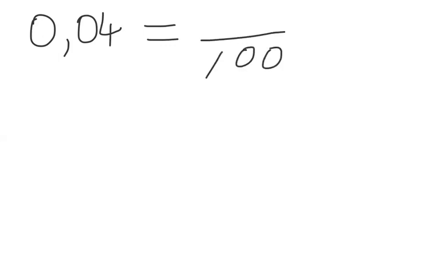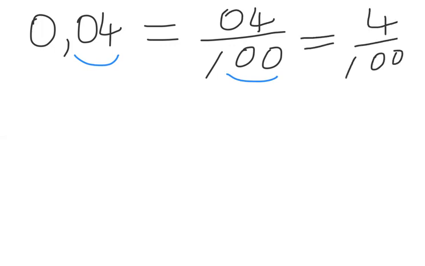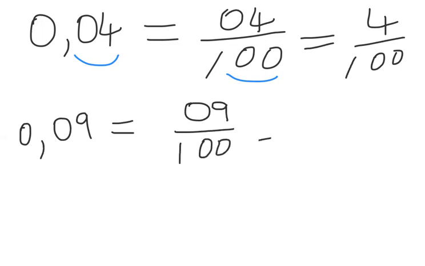Okay, let's do some more. If we have 0.04, that will be the 100 at the bottom because we have the 2 numbers over there. And on top, you can write the 4, but now you don't need the 0. You can just say 4 over 100. So 0.09 will be 09 over 100, but then you can just say 9 over 100. The same like 0.2.